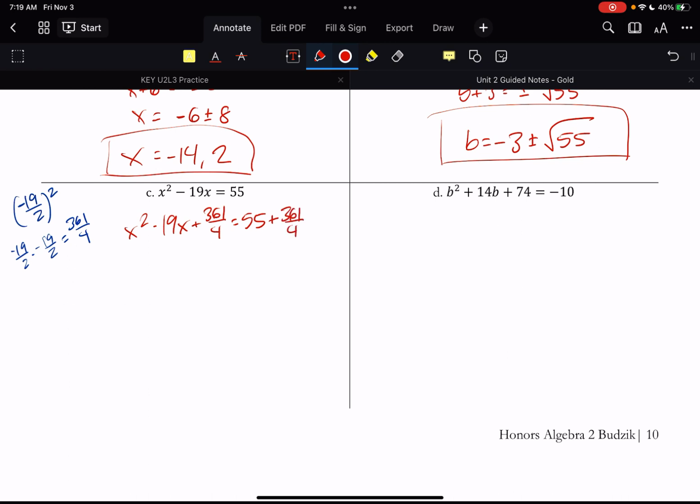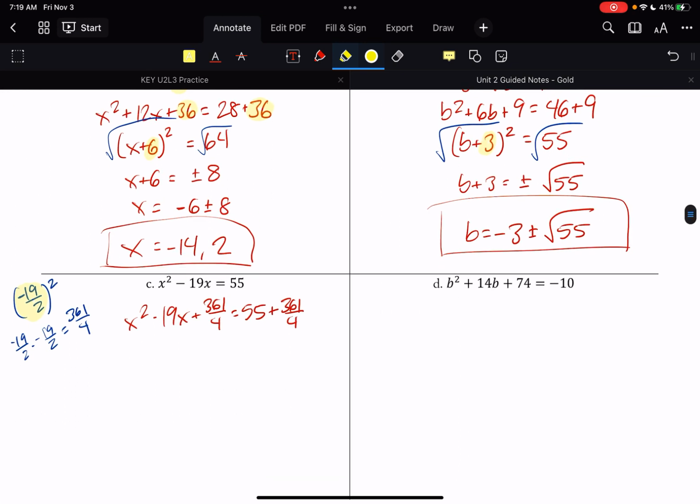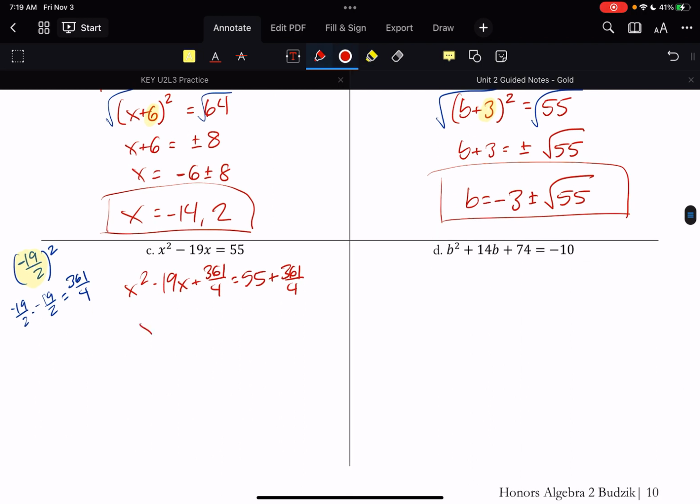Okay. Now, I imagine you're probably asking, how am I going to be able to factor that thing? I don't know if you've really noticed, but my b over 2 value is always what this constant is, creating that perfect square trinomial. So this just factors into x minus 19 over 2 quantity squared. That's always going to happen when you do that, all right? Now I need a common denominator between 55 and 361 over 4. So to write that, 55 times 4 is 220. So 220 over 4 is equivalent to that.